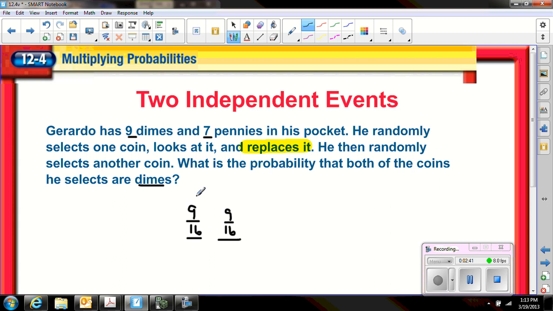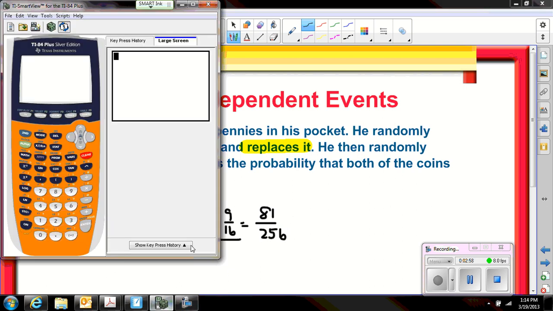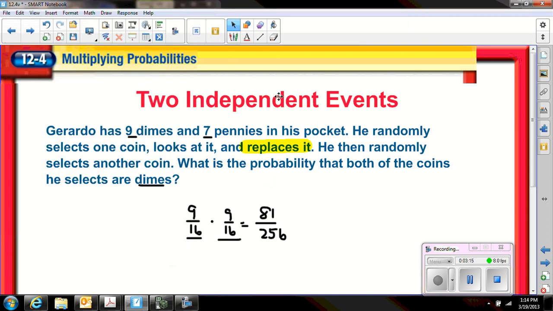To find the probability of both times this being a dime, 9/16 times 9/16, which gives me an answer of 81 over 256. And as always, we can represent that probability as a decimal, 0.3164, or as a percentage. So almost 32% chance of him picking back-to-back dimes.